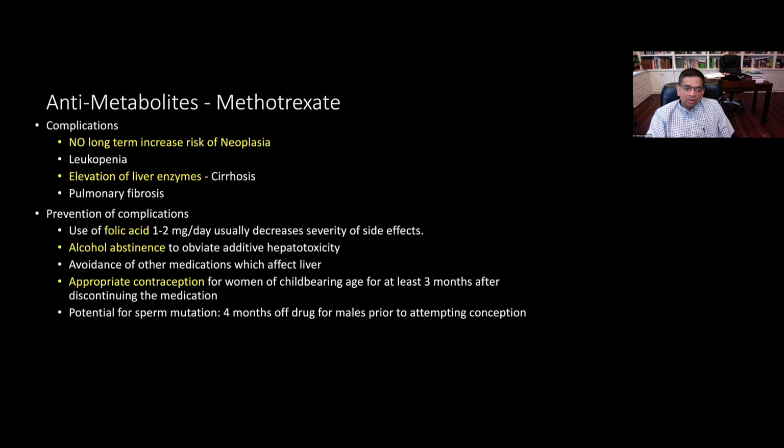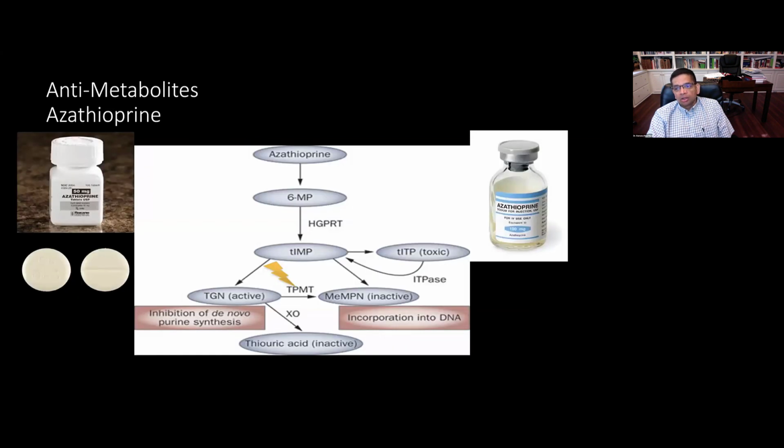You prevent complications by avoiding alcohol, avoiding other medicines that affect the liver, appropriate contraception in women of childbearing age and men of childbearing age also, and of course, use of folic acid supplementation for citrovorum rescue. Typically, folic acid of 1 to 2 milligrams per day is given to avoid serious side effects like lethargy, generalized kind of malaise, and stomach pain, those types of side effects that are very common, and fatigue that are common with methotrexate.